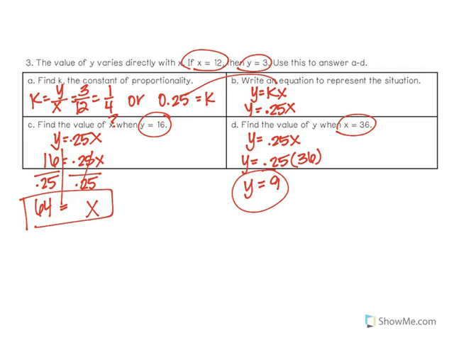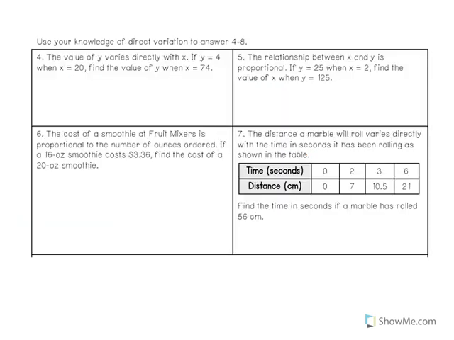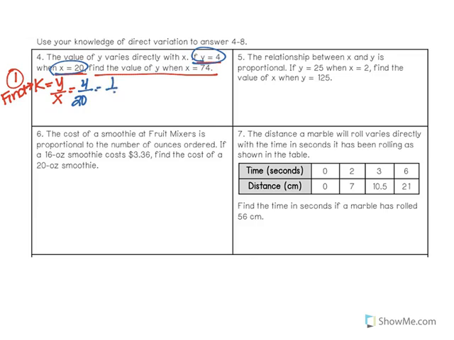Continuing on to some more real-life situations, the value of y varies directly with x. If y is 4 and x is 20, find the value of y when x is 74. So I have to start by finding my k. So step 1, find k. Then k is y over x. The two that I actually have to start with are here and here, which is 4 over 20. That simplifies to 1/5, and we're going to use it as a decimal, 0.20.